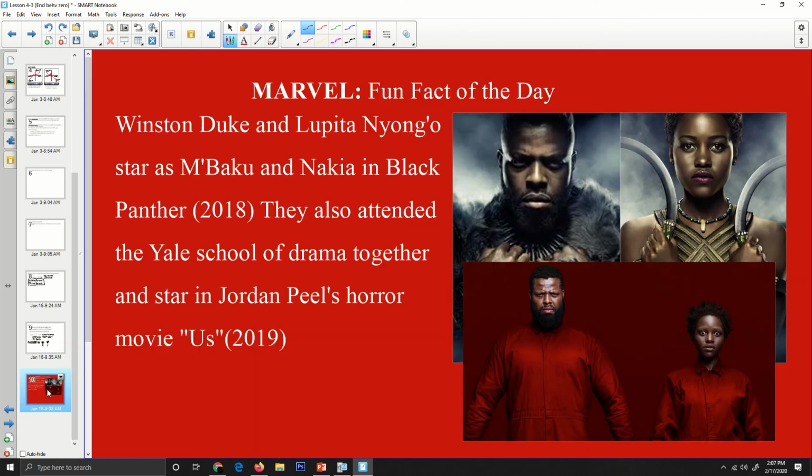So, the Marvel fun fact of the day: Winston Duke and Lupita Nyong'o star as M'Baku and Nakia in Black Panther from 2018. They also attended the Yale School of Drama together and star in Jordan Peele's horror movie Us, which was released in 2019.